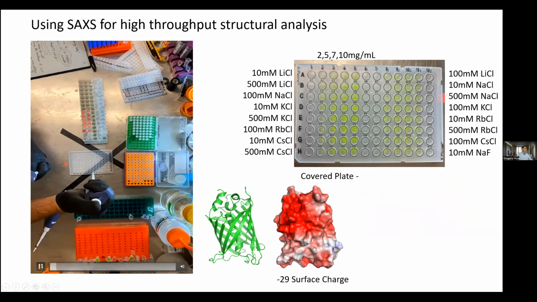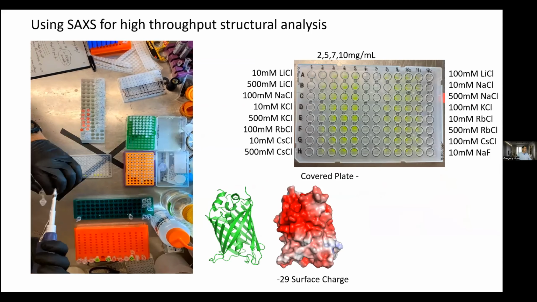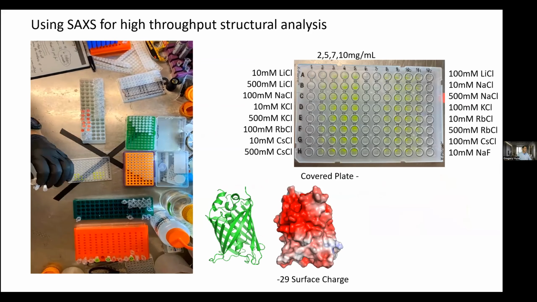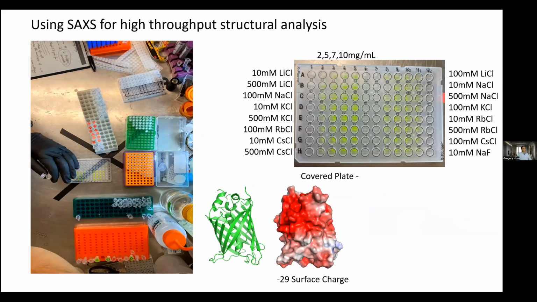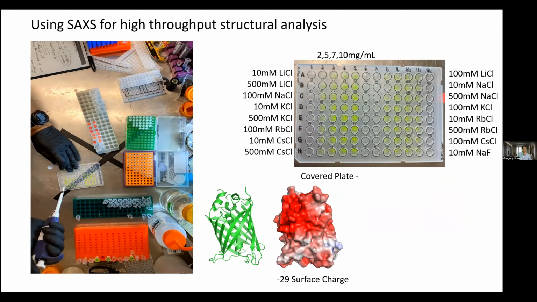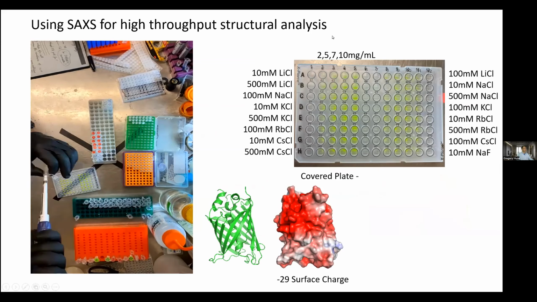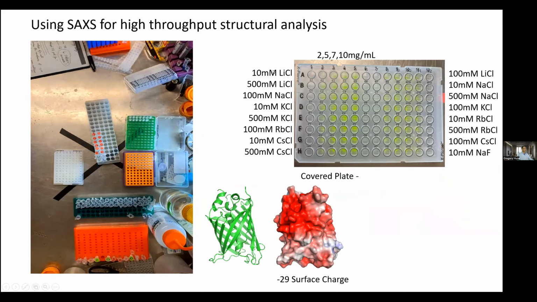Doubtful. So this is the high throughput system. So in the high throughput system, what you're seeing is GFP being loaded up on a plate. So we can collect a plate of samples using our high throughput system in about an hour and 20 minutes. So this particular plate has 4 concentrations of GFP, 2, 5, 7, and 10 mg per mL, with different salts.